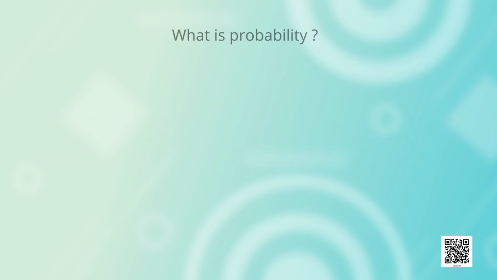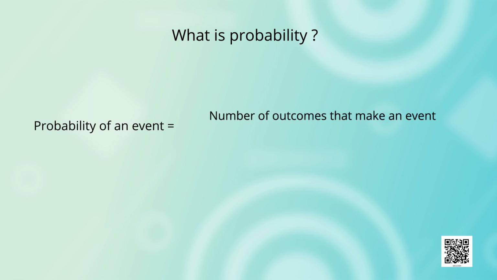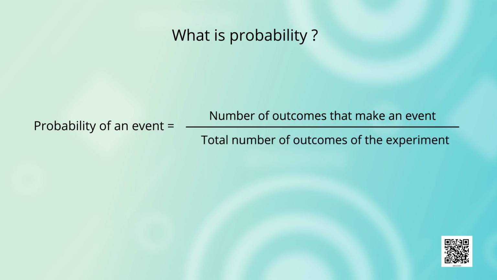Now let us discuss what is probability. Probability of an event is equal to the number of outcomes that make an event divided by the total number of outcomes of the experiment, where the outcomes are equally likely. So if we talk about a coin, since both of its outcomes are equally likely, the probability of getting a head is equal to 1 upon 2. Similarly, the probability of getting a tail is equal to 1 upon 2.